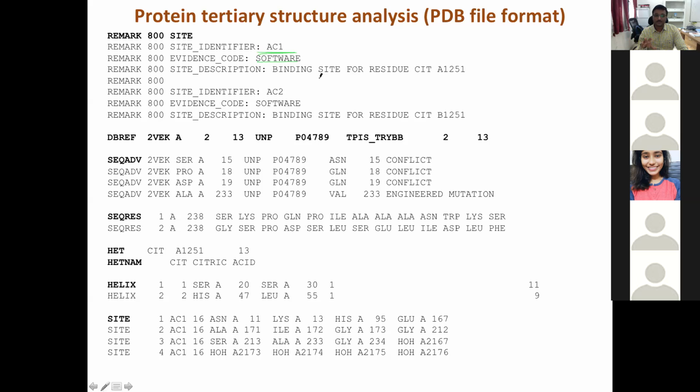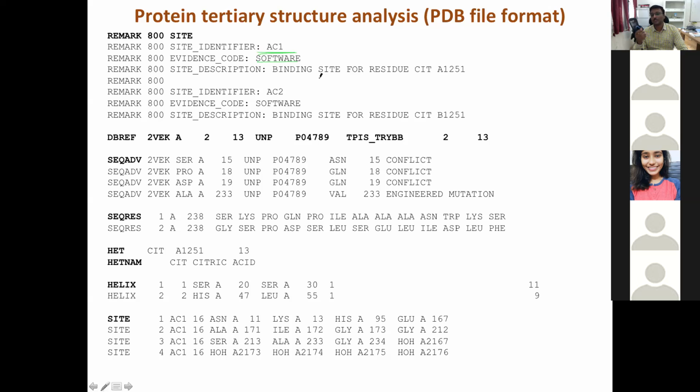So anything which is not a protein is called a heteroatom. And when you're looking at a particular protein tertiary structure, you are not only getting the protein that you are interested in, but also hetero compounds or heteroatoms, which are something else that is bound to a protein. And these are the things which are defined by the authors themselves.